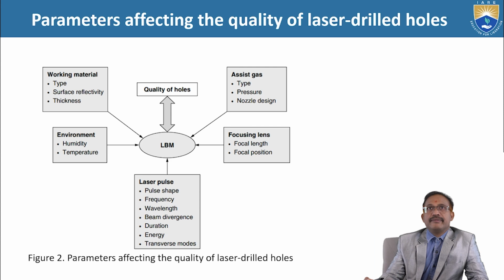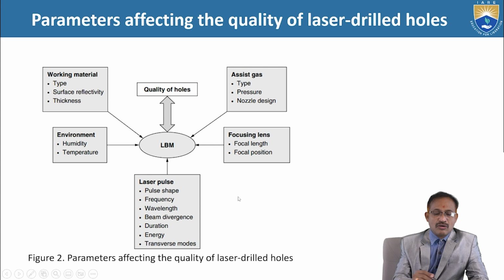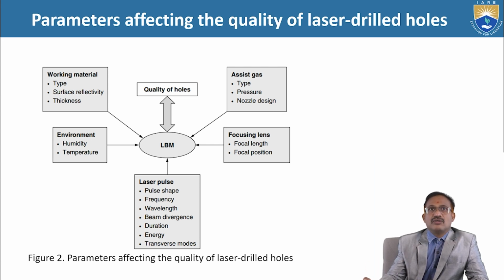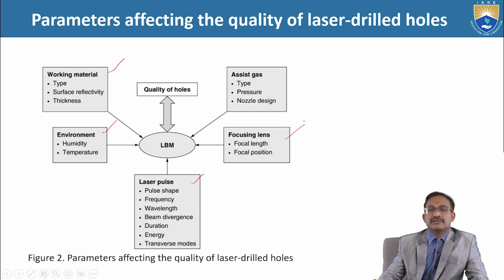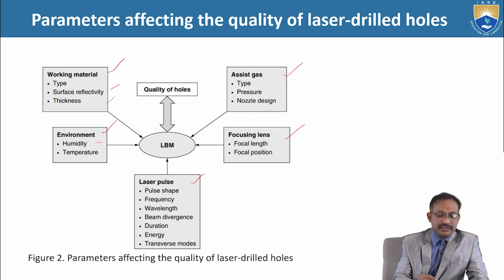Now let us come to the main thing: parameters affecting the quality of laser drilled holes. Mainly, the quality of holes in laser beam machining depends on these five things: working material, environment, laser pulse, focusing lens, and assist gas. In working material: type, surface quality, thickness. In environment: humidity, temperature.